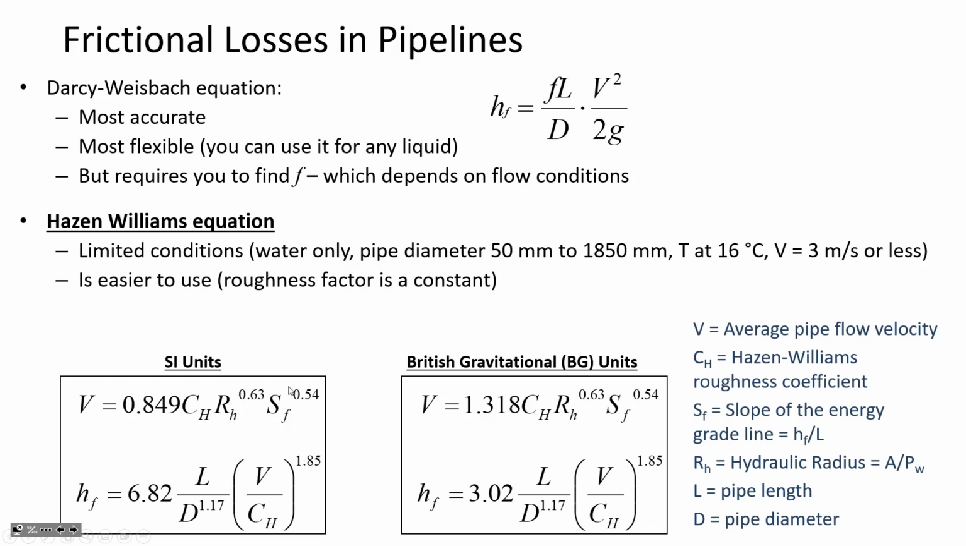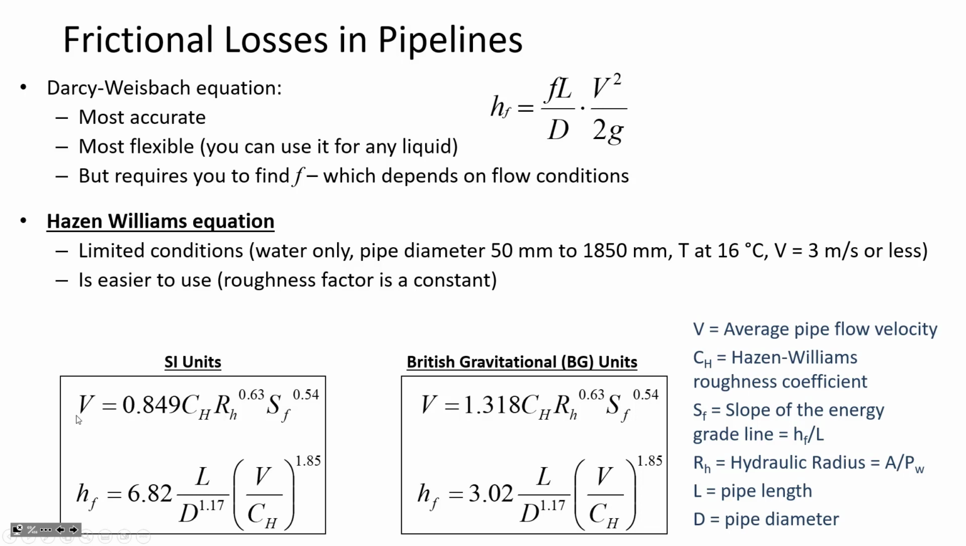So S sub F, the slope of the energy grade line, is how much head loss due to pipe friction there is in a given length of pipe. So H sub F divided by L is the slope of the energy grade line. So if you know the slope of the energy grade line, the hydraulic radius, and then this friction factor, C sub H, you just look up a friction factor based on what the pipe is made out of, and then that would tell you the velocity of water as it flows through the pipe.